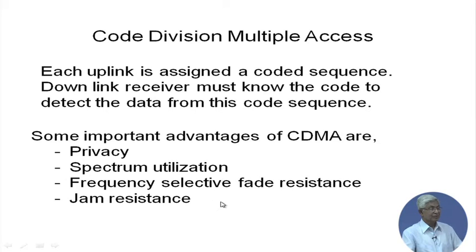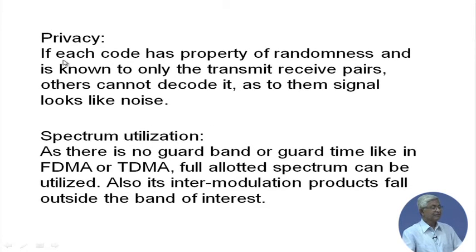Let us quickly go through each of them. First, privacy. If each code has the property of randomness within the code period, and that is known only to the transmit receive pair, then others cannot decode it, as to them this signal will look like noise. The same is true for this pair with respect to another transmit receive pair. So it is quite private, but the code should have a randomness property and be known to this pair.